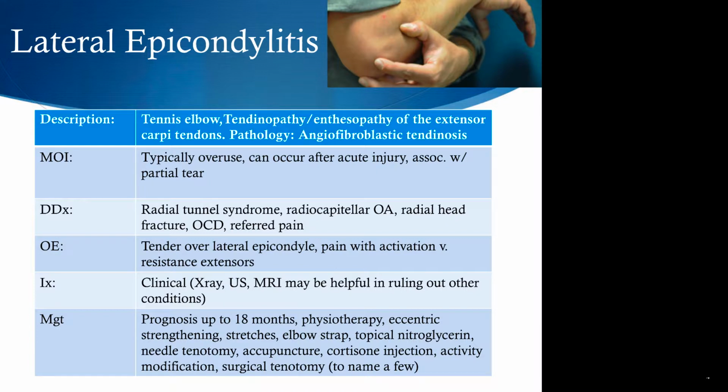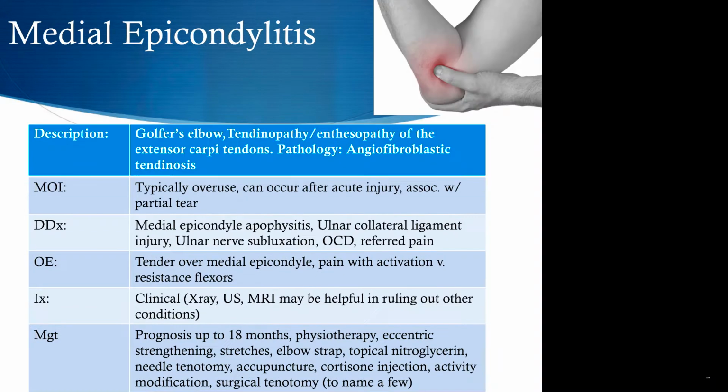Physiotherapy and eccentric strengthening stretches, as well as an elbow strap, are among the commoner recommendations from a conservative perspective, and show some benefit. Topical nitroglycerin is another option, as well as needle tenotomy and acupuncture. Cortisone injections have mixed results from an evidence perspective, but are still offered as a treatment commonly. Activity modification, and then if resistant to conservative treatments, surgical tenotomy could be considered.